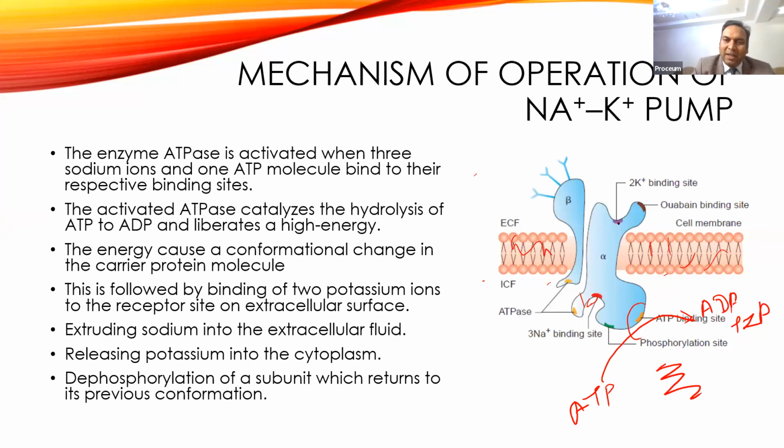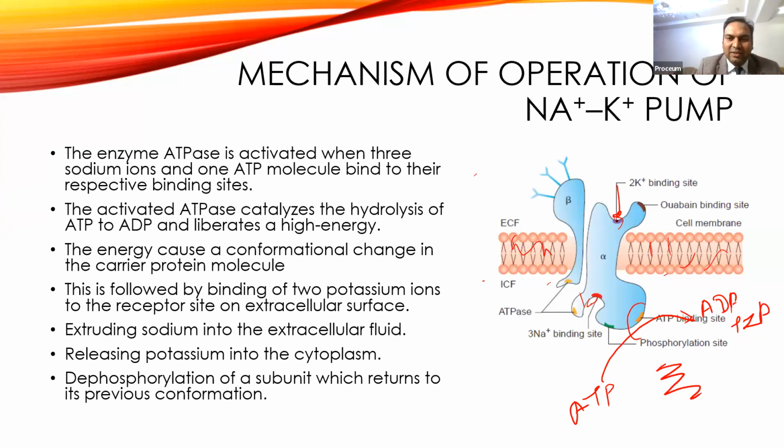Now what happens at the same time? Once the sodium ions are there and the ATPase is charged, this portion will increase the affinity for potassium, and potassium ion binds here. Once potassium ion binds here, this will make conformational changes. Conformational changes means structural changes. Now how can we see this? Suppose this is the protein molecule and this is its structure. When the high energy bond causes conformational changes, it will change its structure, and now it arranges in a separate orientation.